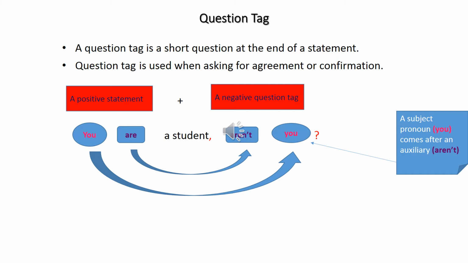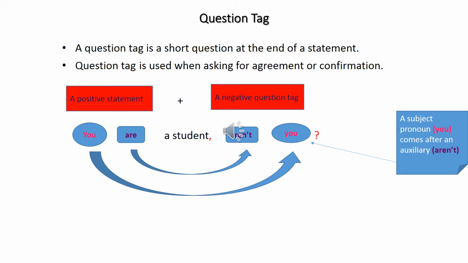Aren't you? In this part, you will notice that the subject you comes after the auxiliary aren't. The subject, the pronoun you, comes after the auxiliary aren't. You are, in the first part. In the second part, aren't you? You are a student, aren't you?